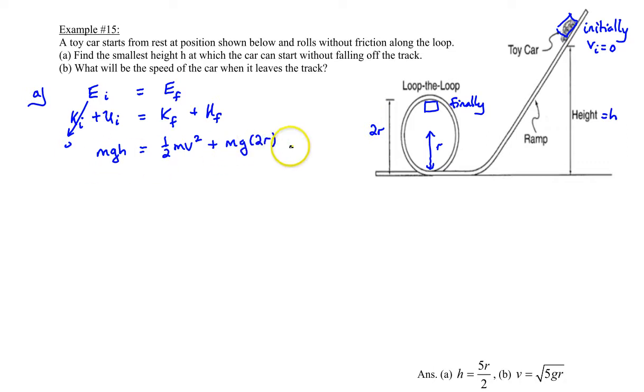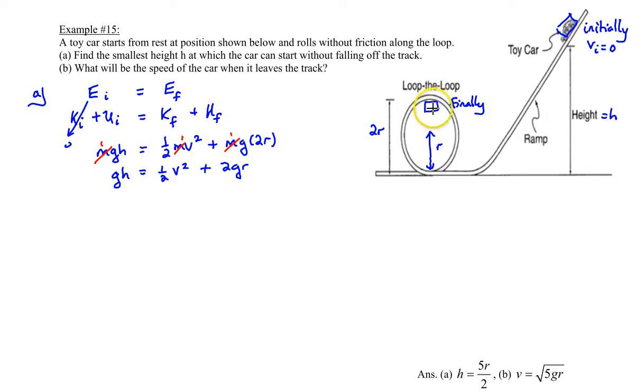You'll notice that there's an m in every term. So let's go ahead and cancel out the masses here. So we have g times h is equal to 1/2 v squared plus 2gr. Not quite there yet, because we've got to get rid of the velocity. Now that's the hard part: one has to realize that you now have to connect this to what we did in the previous chapter with circular motion.